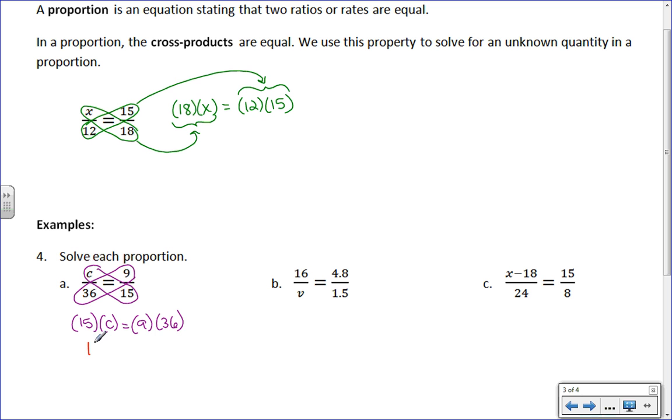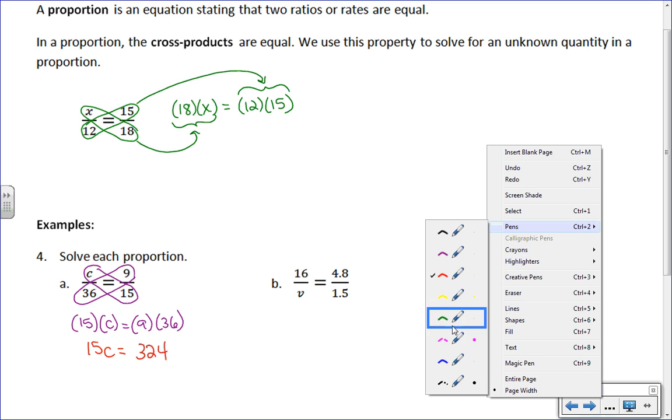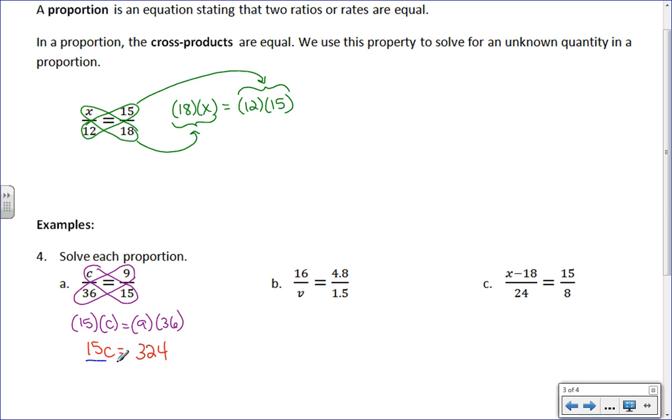Well, 15 times c is just 15c, and then 9 times 36 is 324. From here, we just have one step to solve this. We'll divide both sides by 15. We get that c is equal to 21.6.